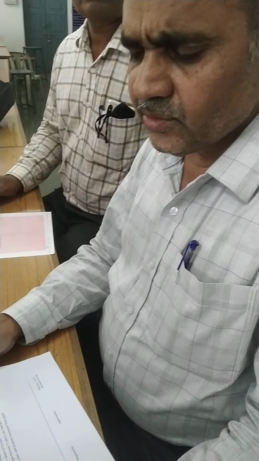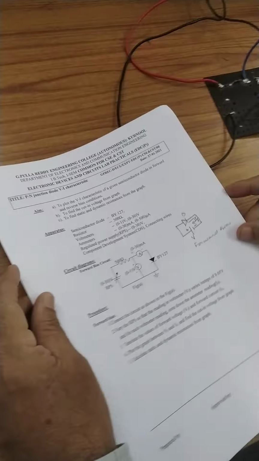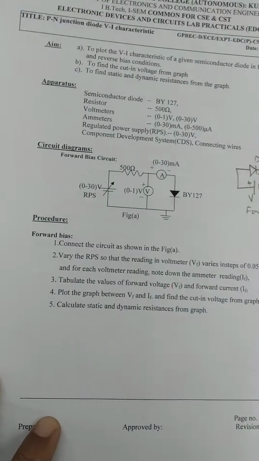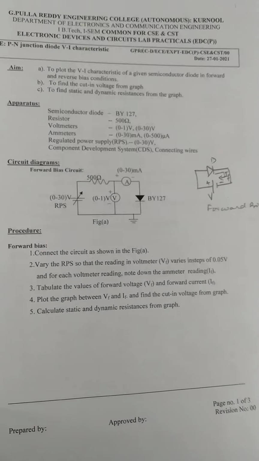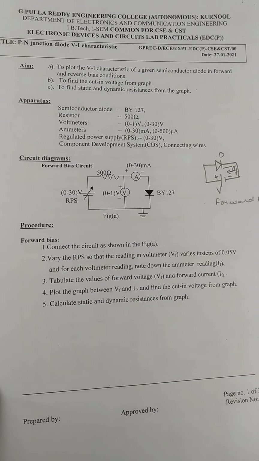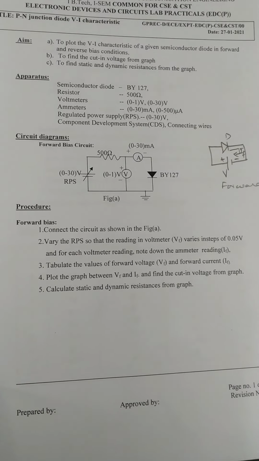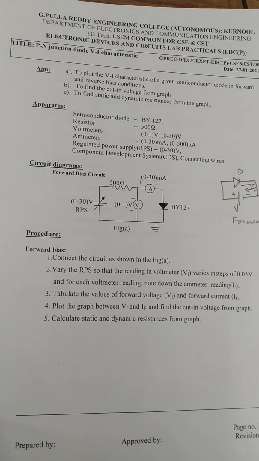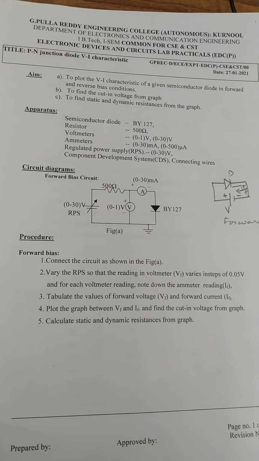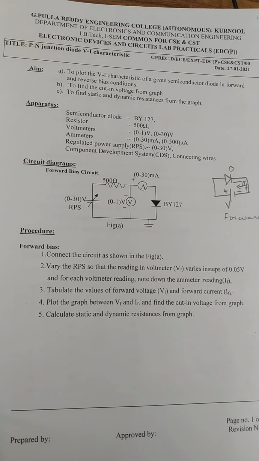So in EDC lab we are having the PN junction diode VA characteristic experiment. In this experiment we have to plot the VA characteristics of a given semiconductor diode in forward as well as reverse bias conditions.